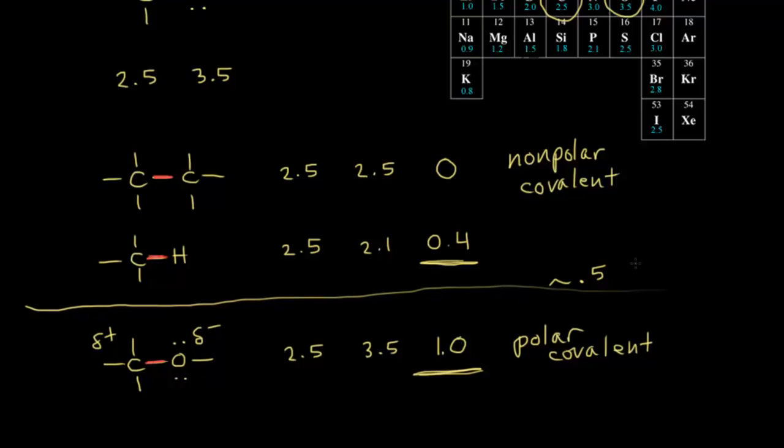Now, I should point out that we're using the Pauling scale for electronegativity here, and there are several different scales for electronegativity. So these numbers are not absolute. These are more relative differences, and it's the relative difference in electronegativity that we care the most about.